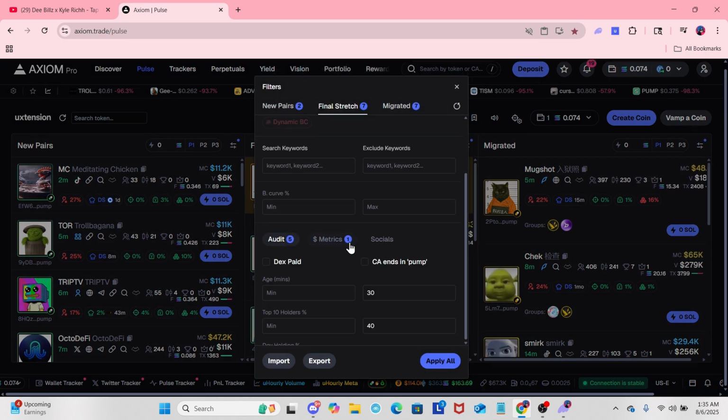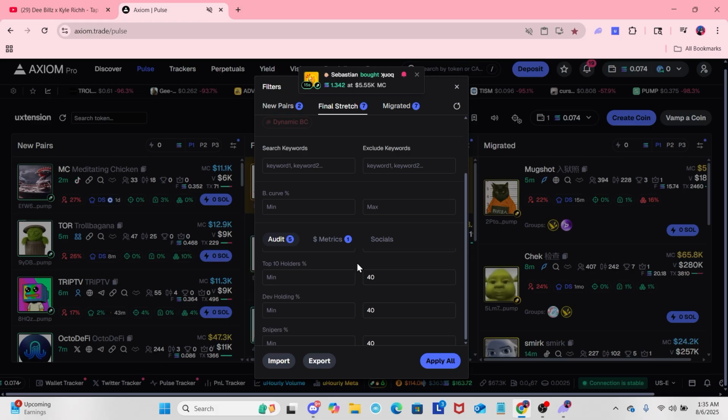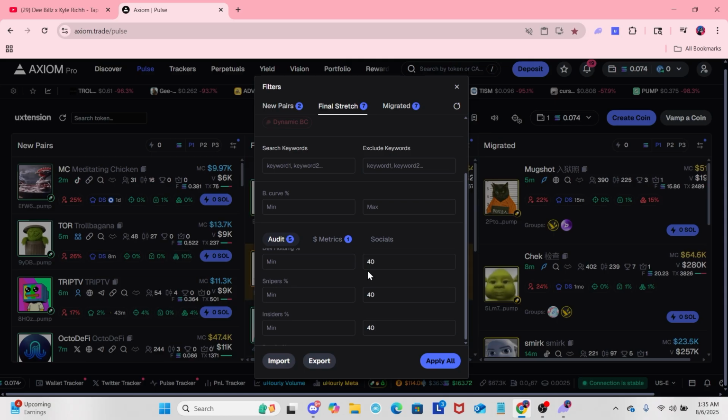So you really wouldn't want to buy something that has a lot of top holders. You want to buy something that has a lot of holders in it, but top holders wise, you don't want that many top holders.